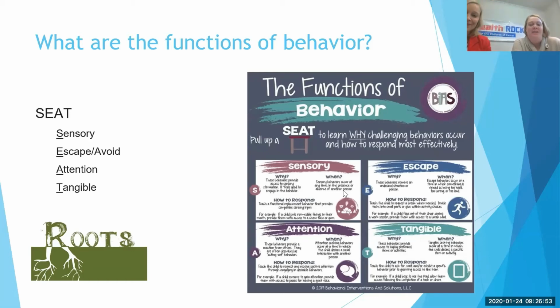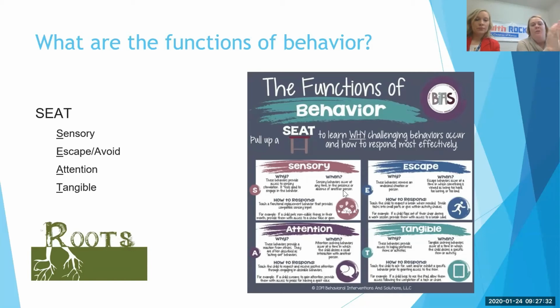Yeah. So we like this acronym, SEAT, of the various reasons why a behavior might continue. The first, S, is sensory: are they getting some sensory input because of the behavior? The E is escape or avoid. Are they trying to escape a situation, or a task? Are they trying to get out of something that they are expected to be doing?